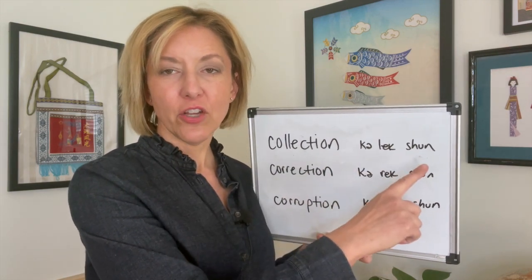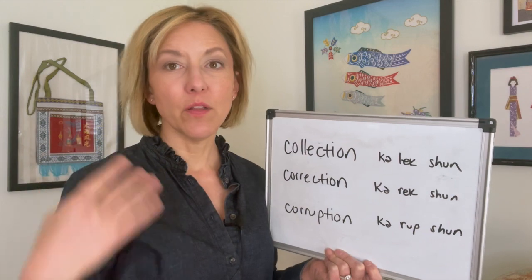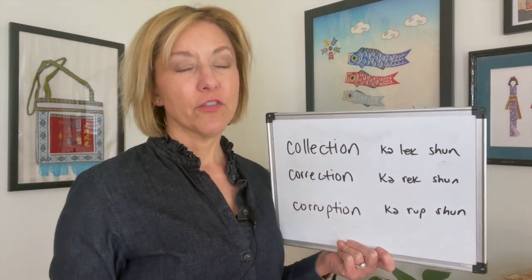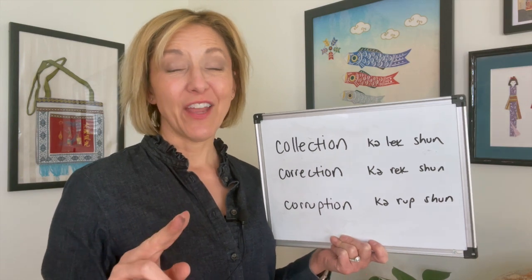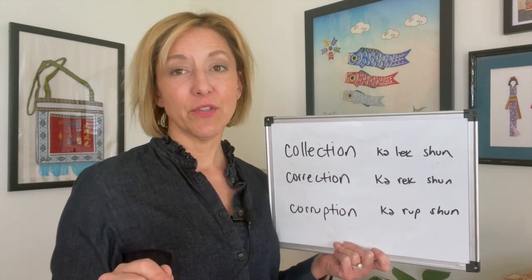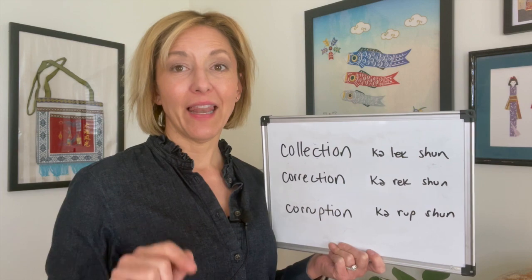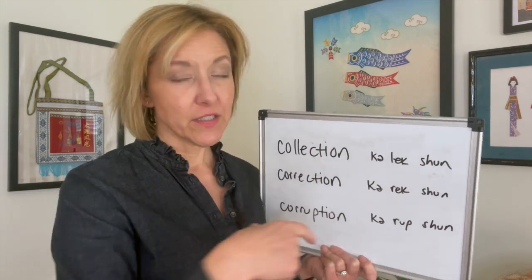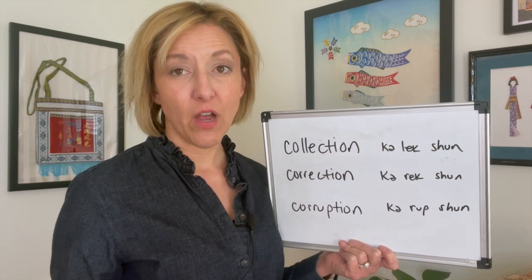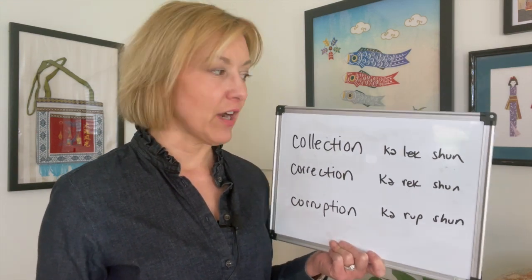Ka and shun. The middle syllables are most important for several reasons. Number 1, they have different sounds, and number 2, they are all stressed. Because these syllables are stressed, they are going to be louder, longer, and higher than the other syllables. The first and the last syllable are going to be shorter, softer, and lower, and unstressed.